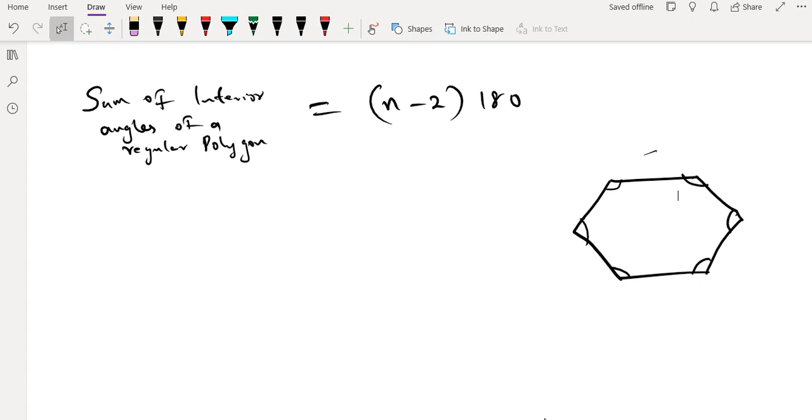Yes, sir. If we're given the sum like 720, we say 720 is equal to n minus 2 times 180, and then look for n. But now we're not given the sum of the interior angles of this polygon. We're given the individual ones. So we must multiply it by n, the number of sides. So you cannot say 156 is equal to this. You say 156 times n is equal to that. So that gives us what?